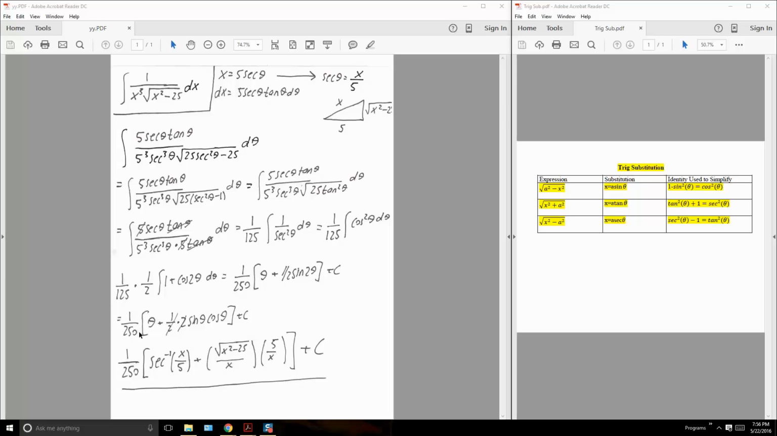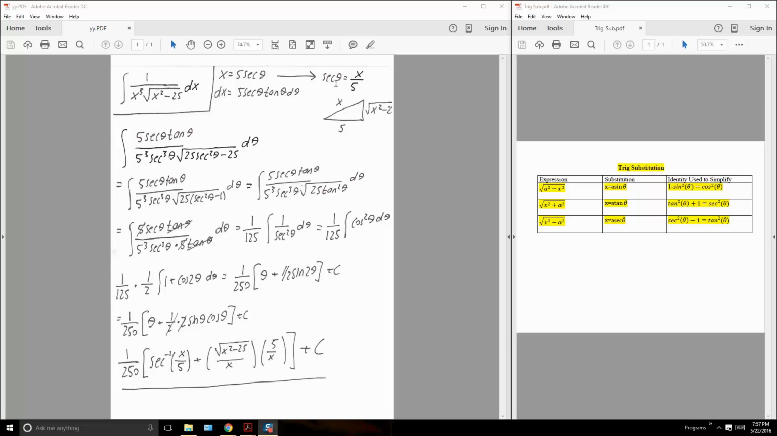And now we have another identity. 1/2 sine 2 theta is also equivalent to 1/2 times 2 sine theta times cosine theta. Too many identities in this problem. So 1/2 times 2 would cancel out, we'll get 1. And so we'll be left with theta plus sine theta times cosine theta plus arbitrary value c.